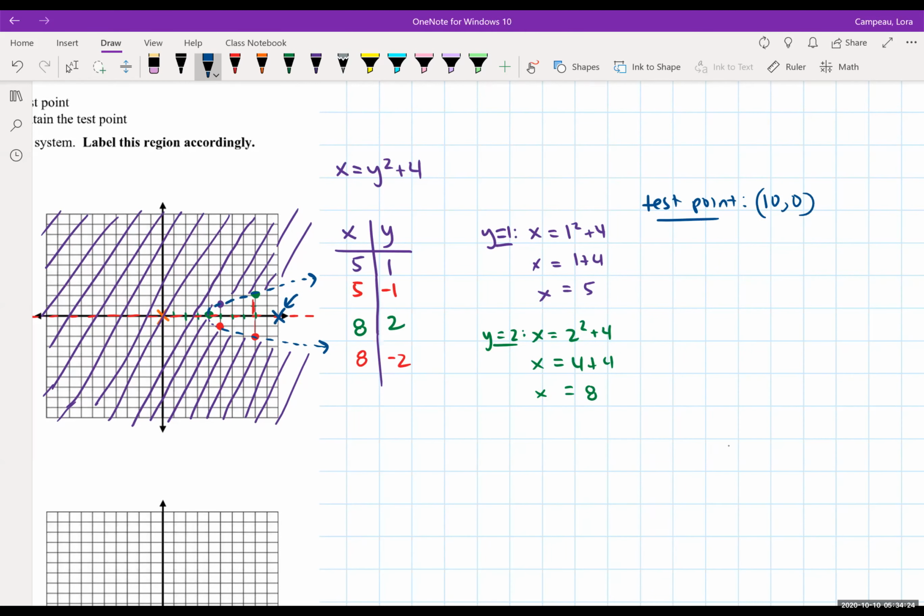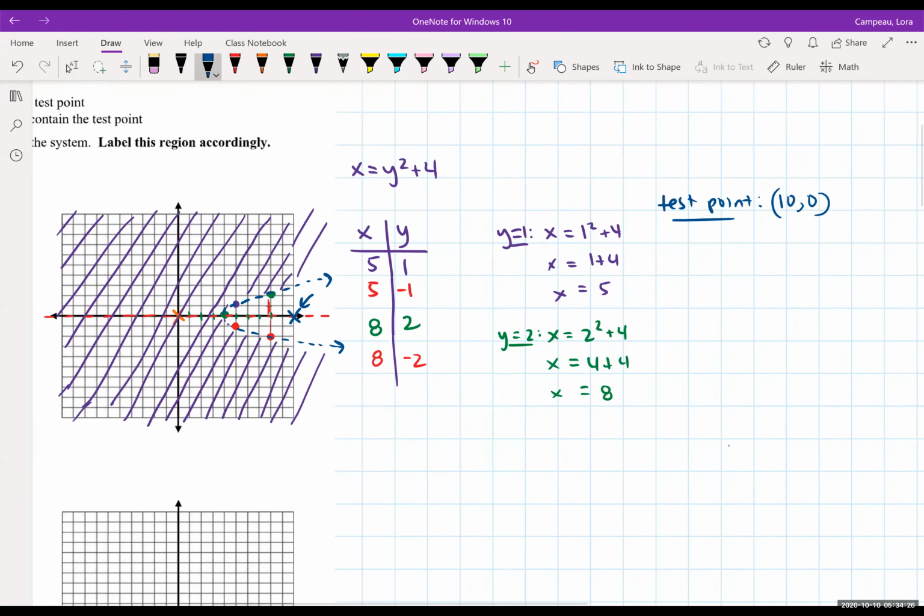And I plug this into the inequality, which is x is less than y squared plus 4. So if I choose x is 10, the question is, is it less than 0 squared plus 4? And then we say, wait a second, let's simplify. 10 less than 4. We end up getting a false statement. So notice with the false statement, you're just making sure you go back to where this is located. And you're going to say, okay, well, we don't want to shade that region. So we're going to leave that entirely blank.